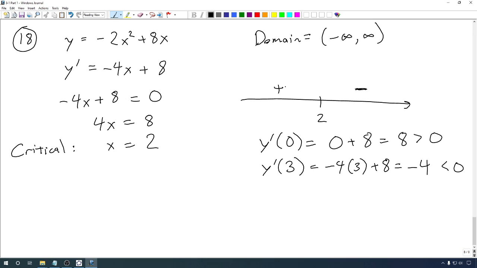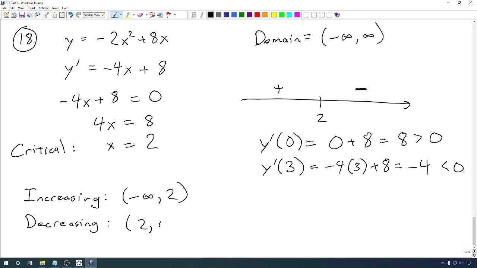So the derivative over here is positive. The derivative over here is negative. That means over here, the original function is increasing. Over here, the original function is decreasing. So it's increasing from negative infinity to 2, and it's decreasing from 2 to infinity.